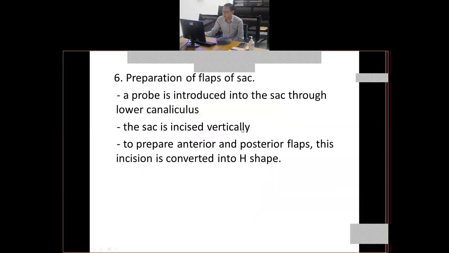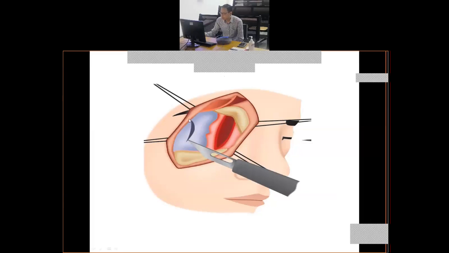Next is the preparation of the flap of the sac. A probe is introduced into the sac through the lower canaliculus just to identify the lacrimal sac. Then the sac is incised vertically to prepare the anterior and posterior flaps, and the incision is converted into an H shape. So you have made a vertical incision in the lacrimal sac as well as in the nasal mucosa.